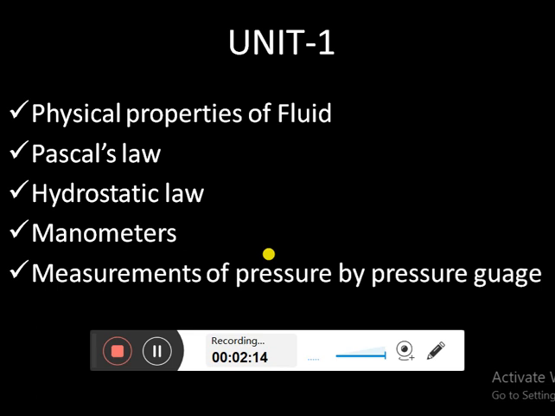As you know, our channel always tries to relate realistic concepts to the theoretical area. So we'll deal with the hydrostatic law, what the statements of hydrostatic law are, and its derivations. Similarly, manometers, what manometers are, what the different types of manometer are, and numericals based on them. Similarly, we're going to deal with the measurement of pressure by the pressure gauge. So from unit 1 we'll cover all these topics.